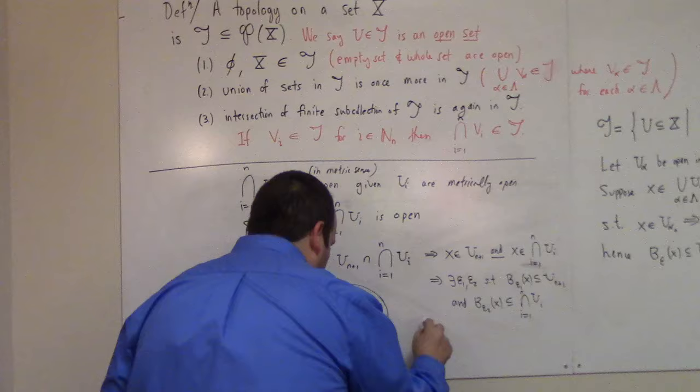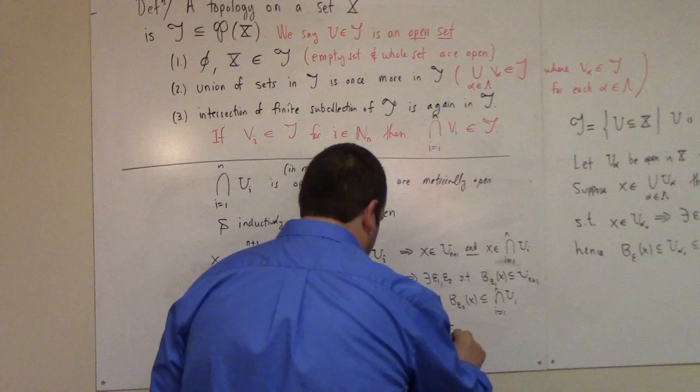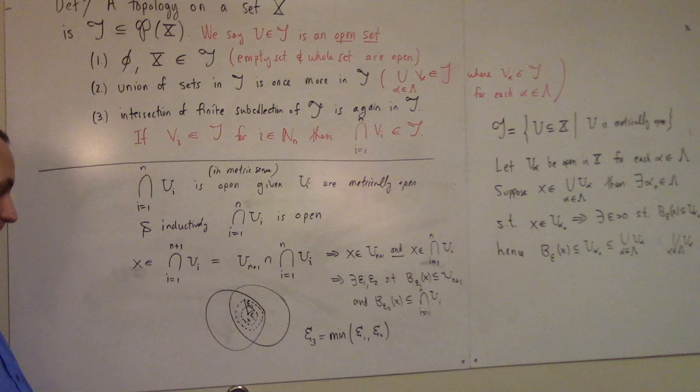I think we pick the minimum: let epsilon 3 equal the minimum of epsilon 1 and epsilon 2. And my suspicion is then we can show that since epsilon 3 is smaller, the ball will be inside.